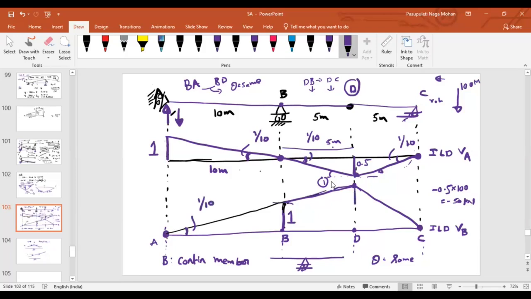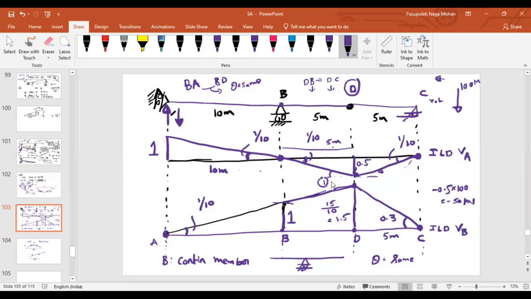What about this ordinate? From A to D, what is the total length? 10 plus 5, 15. What is the slope? 1 by 10. So 15 into 1 by 10, so 15 by 10, that will be equal to 1.5. Then what about this slope? What is this length? 5 meter. What is the ordinate? 1.5. 1.5 by 5. How much will it be? 0.3.